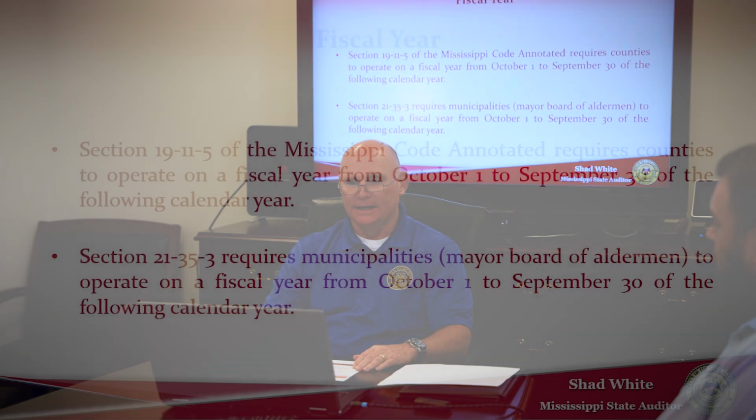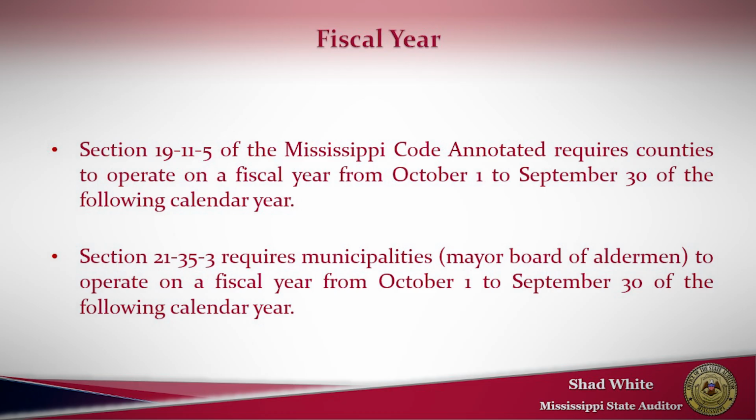That being said, we'll just get started and go over some general basics as to why we budget in Mississippi and why it's the way it is. So first off, statute 21-35-3 requires fiscal years for municipalities and counties to go October 1 through September 30th. That's different from school districts and the actual state itself. But that's what's required.